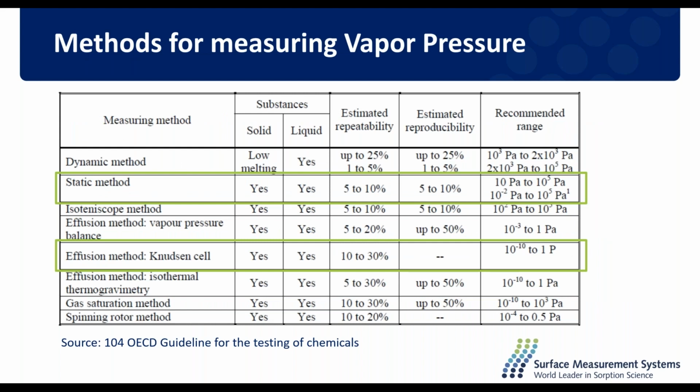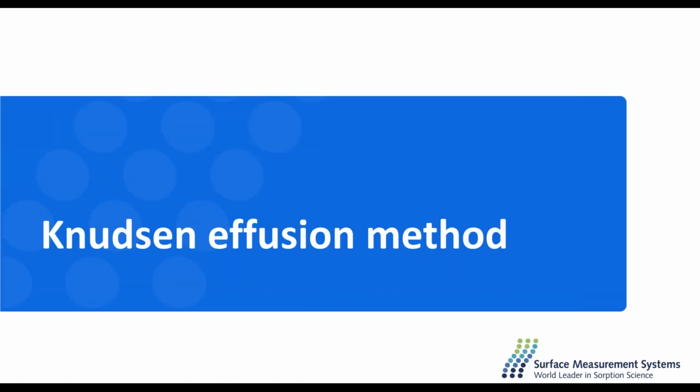Here are a couple of methods that are recognized by the OECD guidelines for the testing of chemicals to measure vapor pressure. You can see that different methods are applicable in different pressure ranges. The two we're going to look at today are the Knudsen effusion method and the static method. One is applicable to low vapor pressures, generally recommended from 10 to the minus 10 to 1 Pascal, and the static method is applicable to higher pressures.